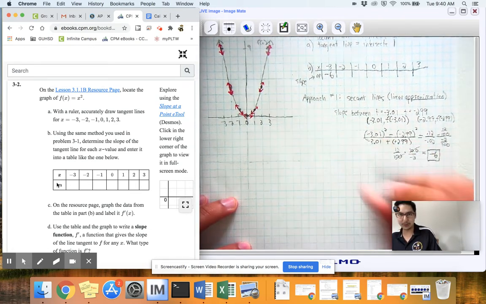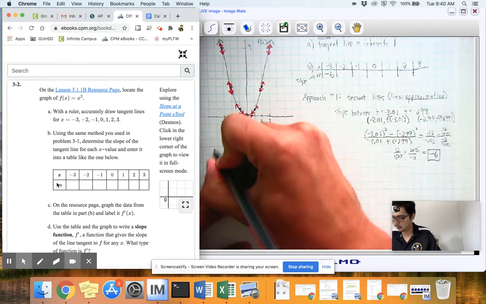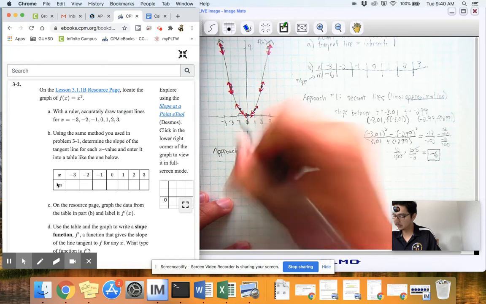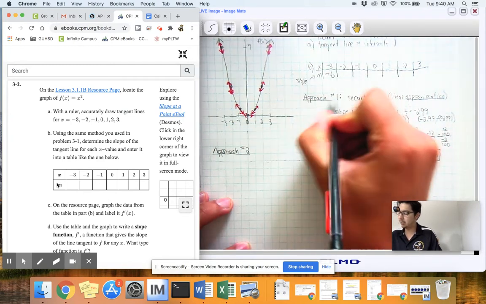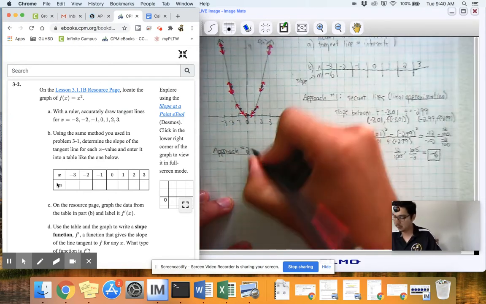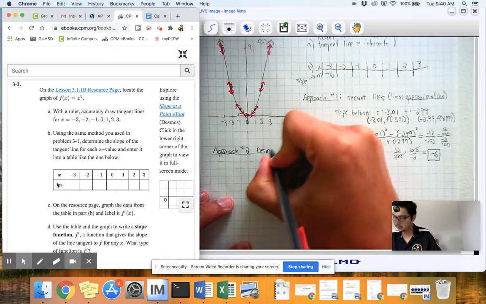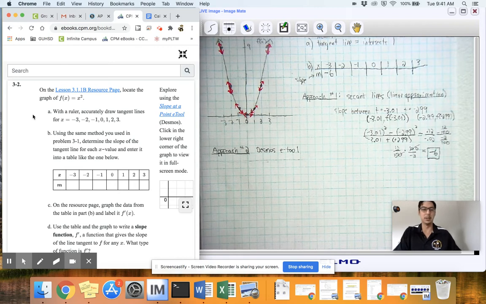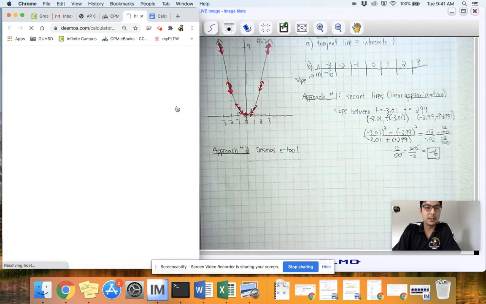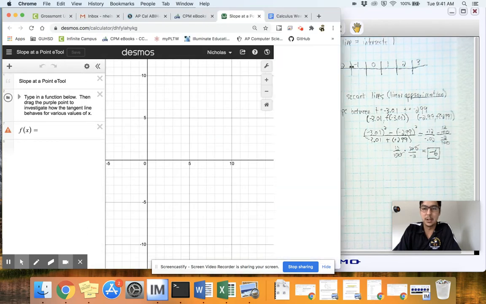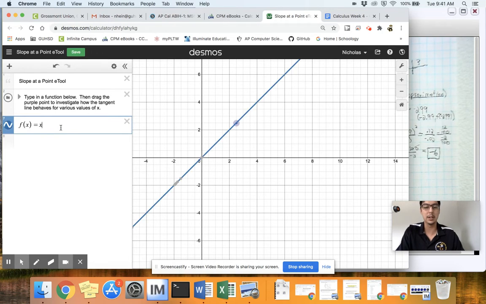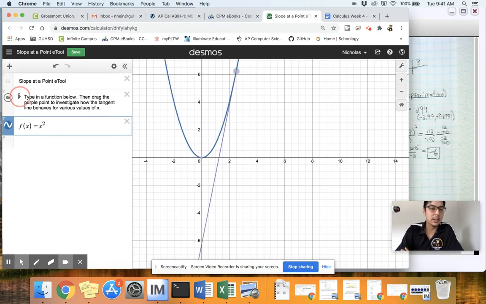All right, approach number 2. And let's see, let's do it over here. So you have the secant lines. The second approach you can use is the Desmos tool that they provide in the book. All right. So if you look, it's right here. And if I click on this, we'll kind of go through this. And I'm going to make this larger so we can see it for a second. Put the equation in that you want. So we have x squared. Click on this arrow here.